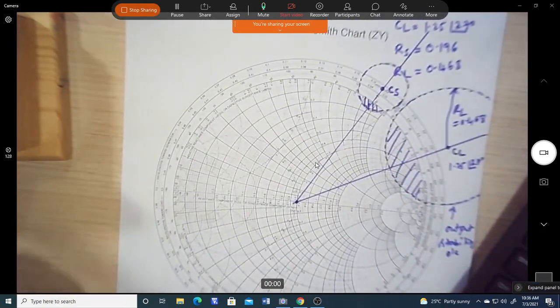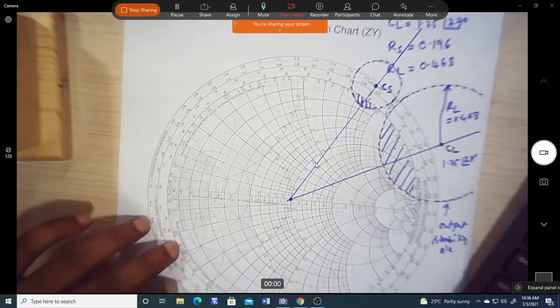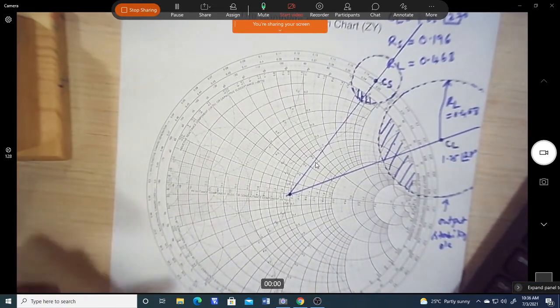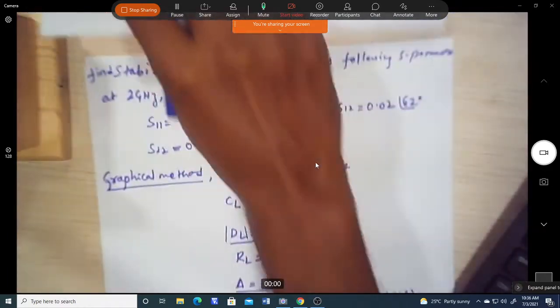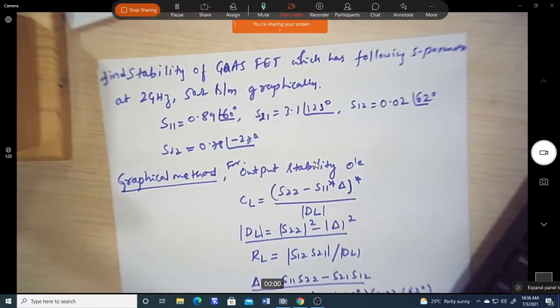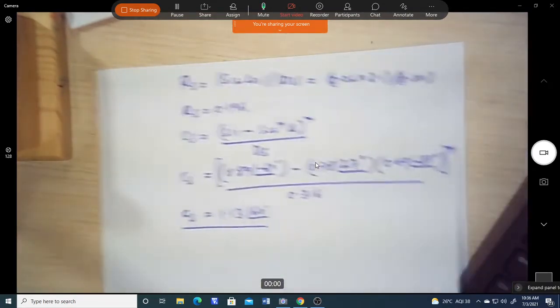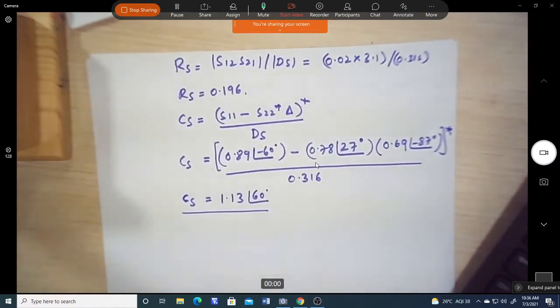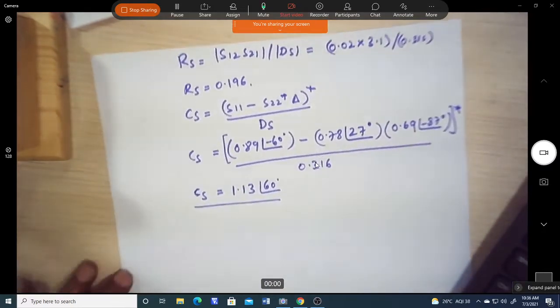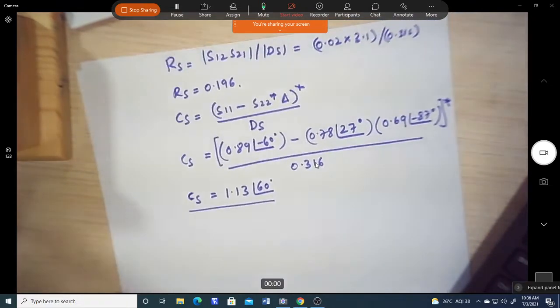Even mathematically we have done it: K is less than 1 and delta is less than 1, which gives that the device is unstable. So the given device is potentially unstable. Now how do we bring that to stability? That we will discuss. If any device is potentially unstable, how do we make that device stable?